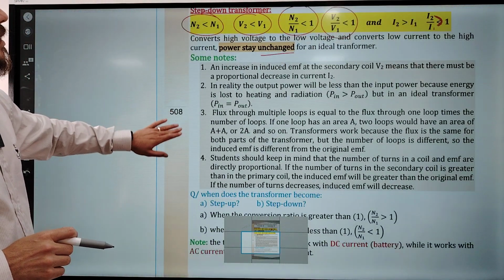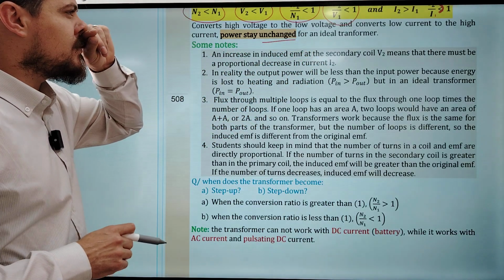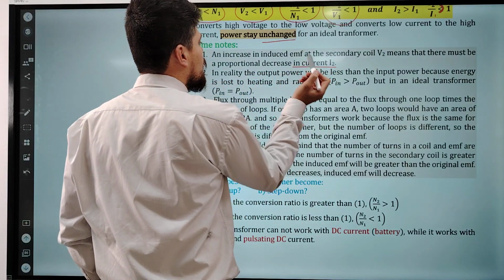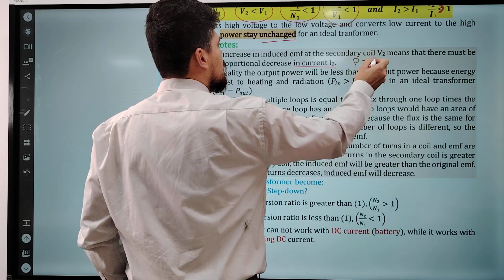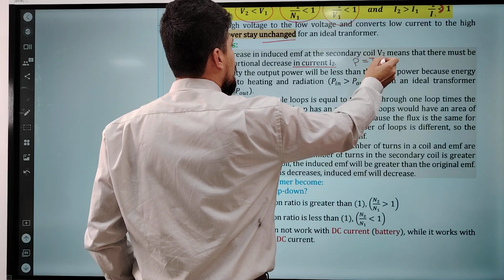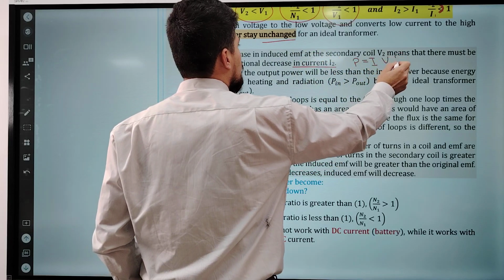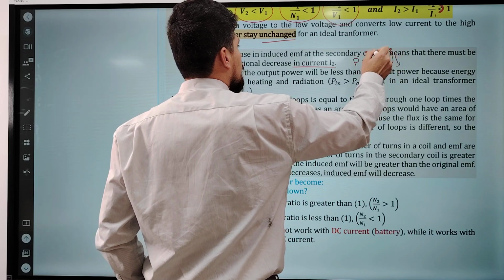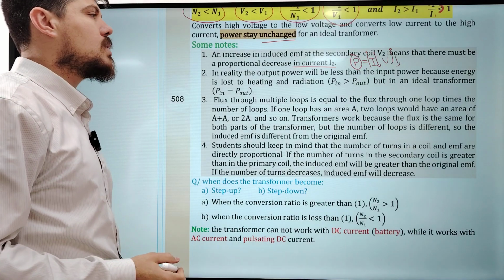An increase in induced EMF at the secondary coil V2 means that there must be a proportional decrease in what? In current. Why? Because power in an ideal transformer is constant, equal to I times V. When power is constant, by decreasing potential difference, the current increases. By increasing potential difference, the current decreases to keep the power constant.